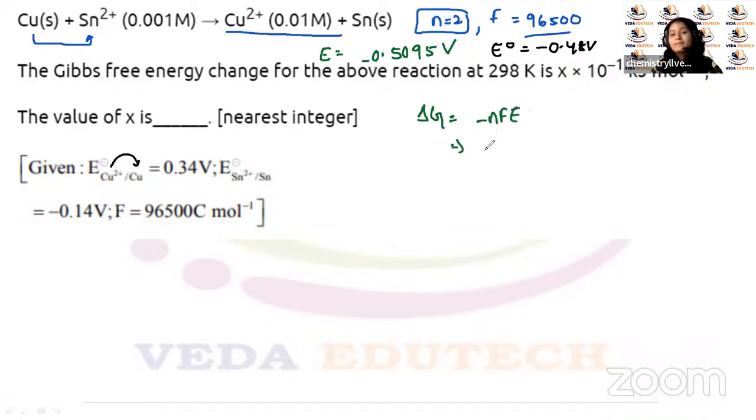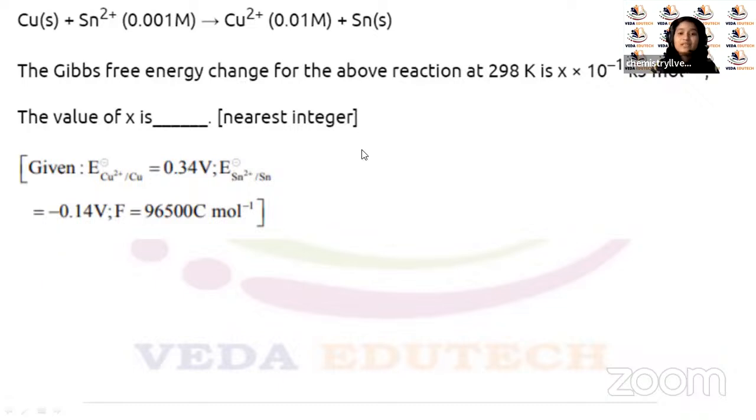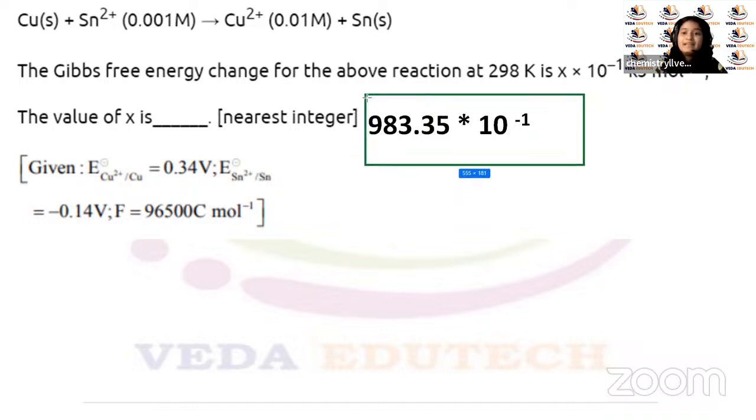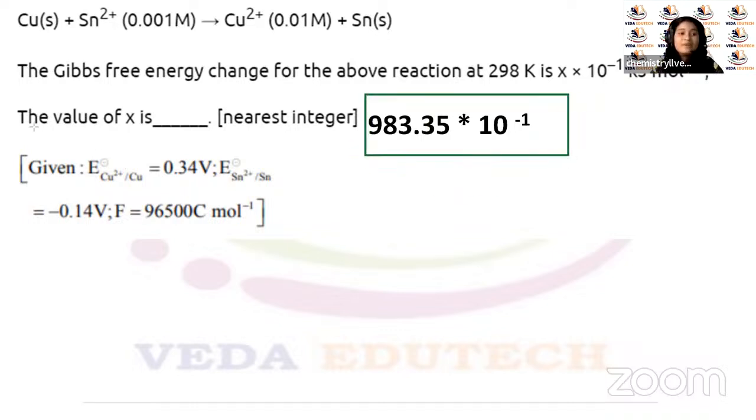So N, instead of this, we'll write 2, and F is going to be 96500, and your E is going to be minus 0.5095. So if you multiply this, you're going to get the answer. And what is the answer, children? But that won't be the answer. This is something into 10 to the power minus 1. Okay, this is the value that you're going to get, 983.35 into 10 to the power minus 1.